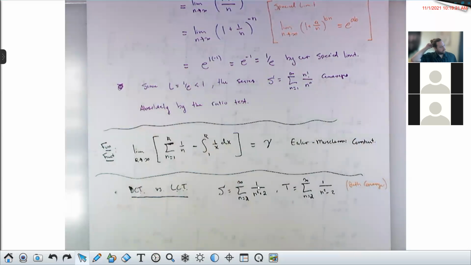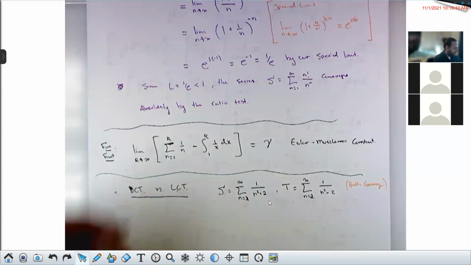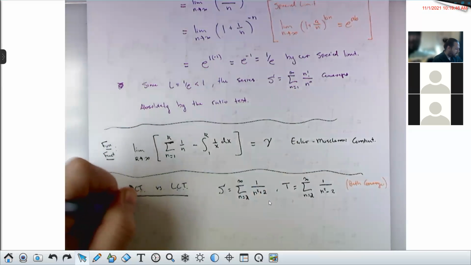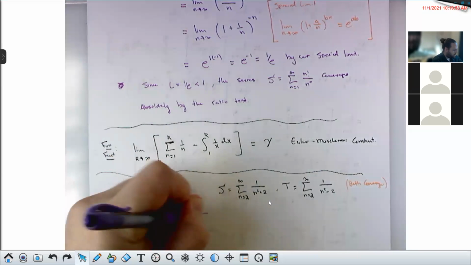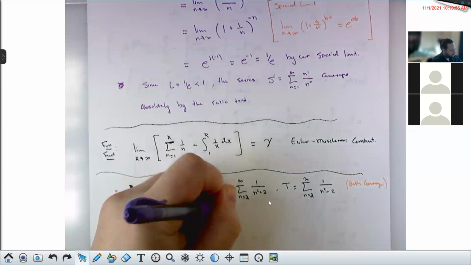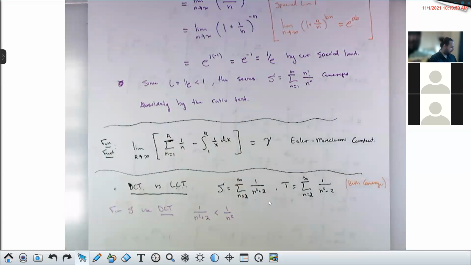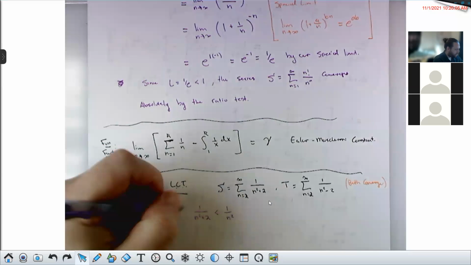Which series is better suited to direct comparison? Which series is easy to squeeze underneath a convergent series? Yeah, Richard's got it in the chat there. So 1 over n squared plus 2 is smaller than 1 over n squared. So this guy, series S, is easy to use for direct comparison. Why is this inequality true? Because the denominator is bigger. A bigger denominator makes you smaller overall, and the terms are positive.